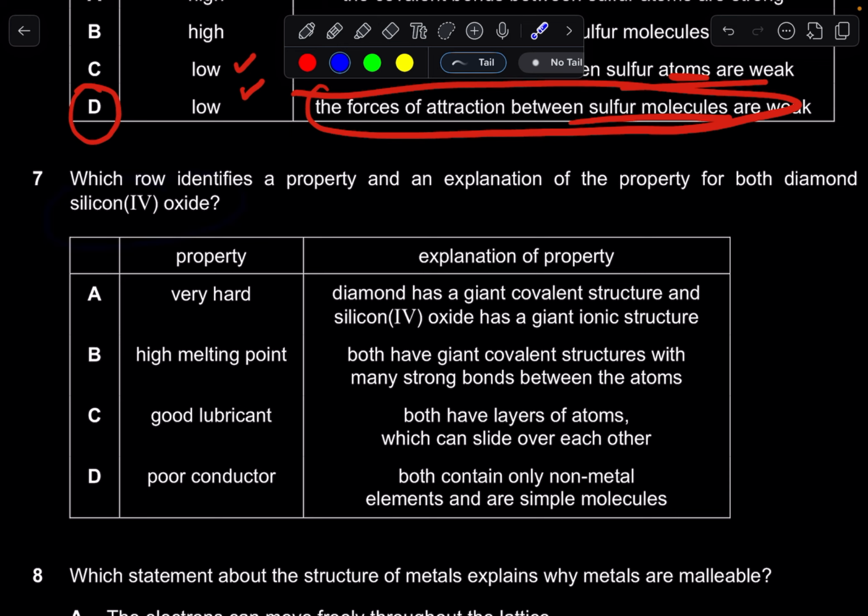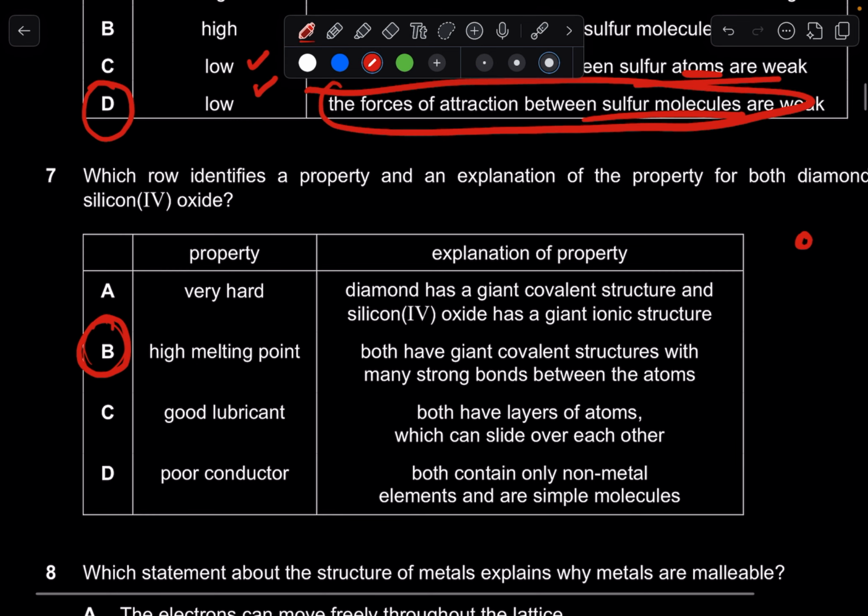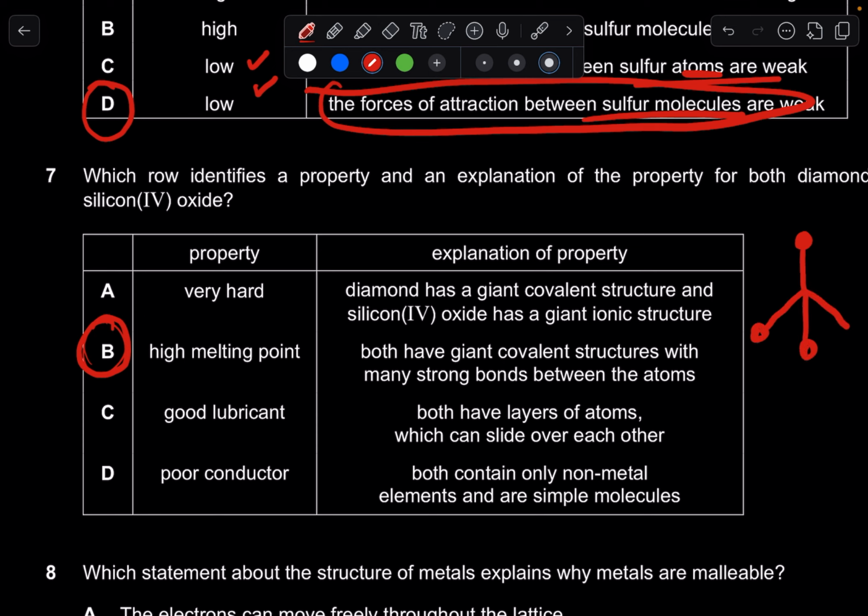Okay, property is that they are very hard and they have a high melting point. Good lubricant, poor conductor. Let's see, high melting point, both of them have. Both have giant covalent structure with many strong bonds between the atoms. That's correct, because in a giant covalent structure the bonds are between the atoms. Why? Because in diamond and graphite, this is one carbon attached to 4 more carbons like this.